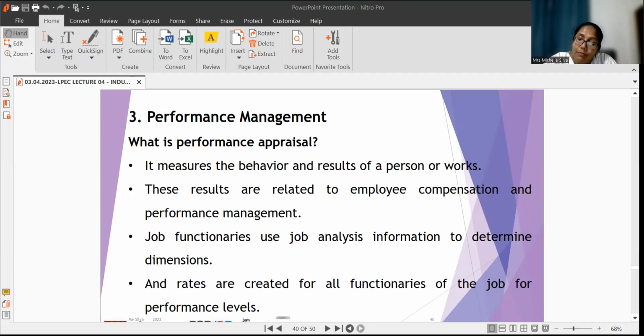So considering that duty, they will create different criteria, like the number of lectures she has conducted, the number of lectures she has cancelled, the number of lectures she has postponed. Likewise, for each duty, we can create different criteria. So all these things will be created by industrial psychology.